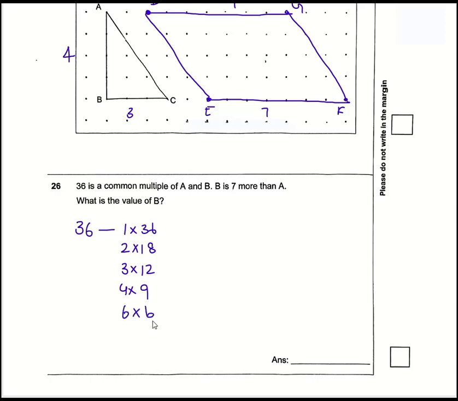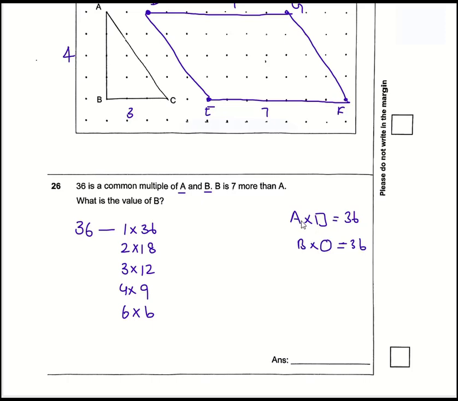So these are all the factors, because what we know is if 36 is a common multiple of A and B, then A and B are factors of 36, because I can say A times something equals 36, and B times some other number is also equal to 36. Which means A is a factor of 36, B is a factor of 36, which means that 36 is divisible by A and 36 is divisible by B.